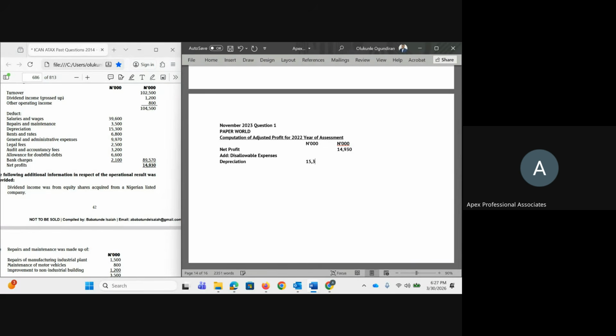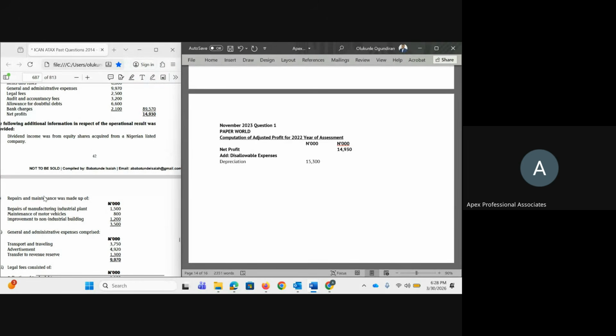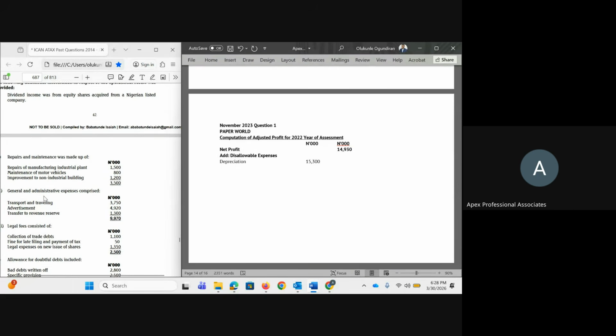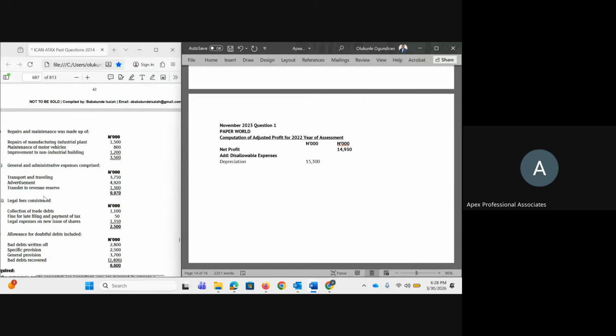Right. The rent and rate is allowed. General admin expenses is allowed. Legal fee is allowed. Audit and accountancy fee is allowed. Allowance for doubtful debt is one leg here, one leg there. So when the examiner is silent, it is disallowed, right? But you still have to check for the content to be so sure that you're good. Then bank charges is allowed, right? Now let's move into the body, because the additional information is expected to provide more context to whatever you have in the body of the question, right?